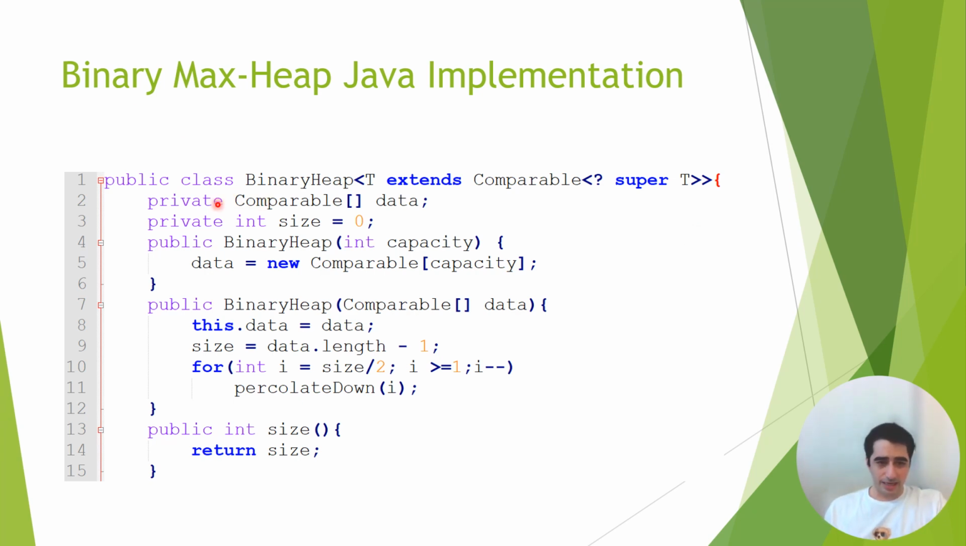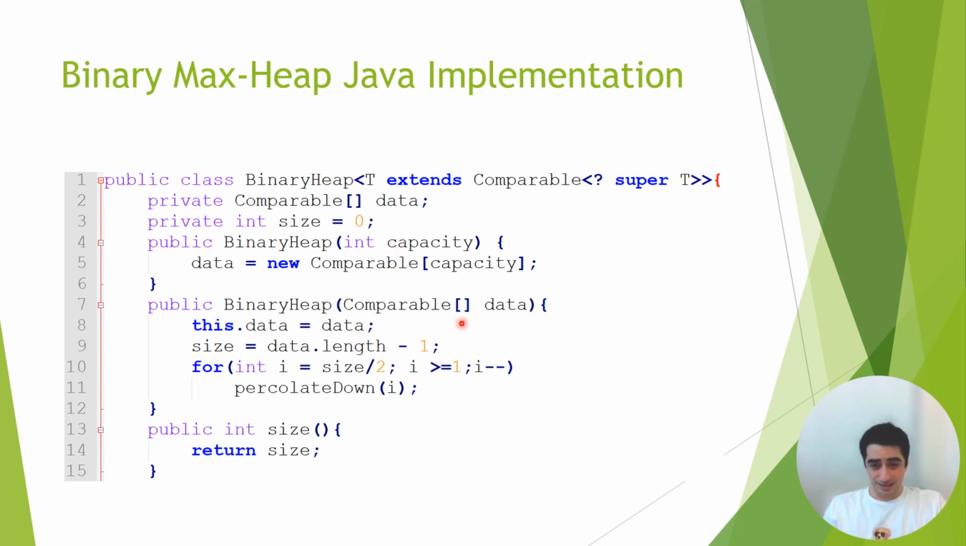What does it have inside it? It has a private instance field, a Comparable array called data, and then it has an integer size which is initialized to 0, because originally you have nothing in the array. And then I have two constructors here. One is very simple. It creates a new array of comparables with a capacity equal to capacity, which is the input parameter of the constructor. The other one is more complex.